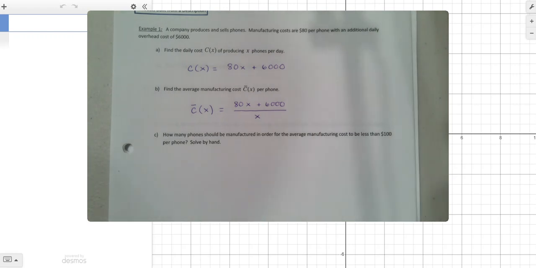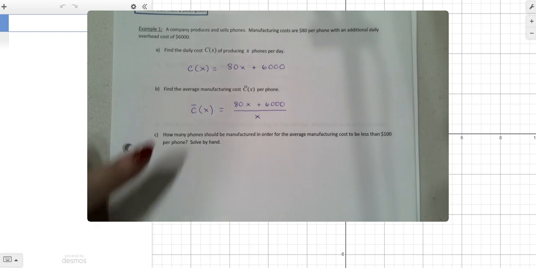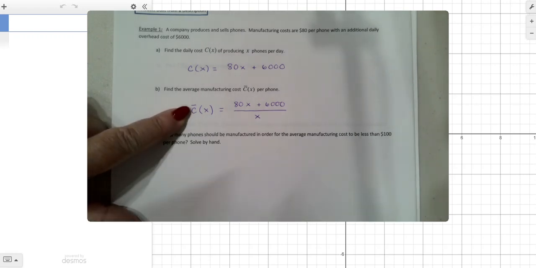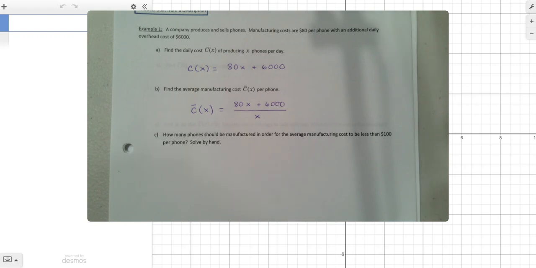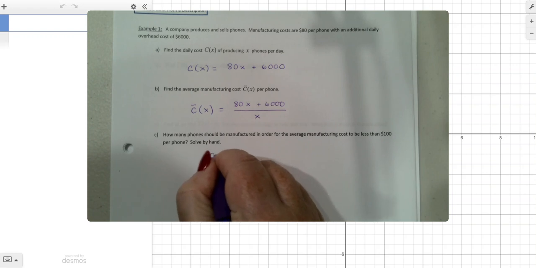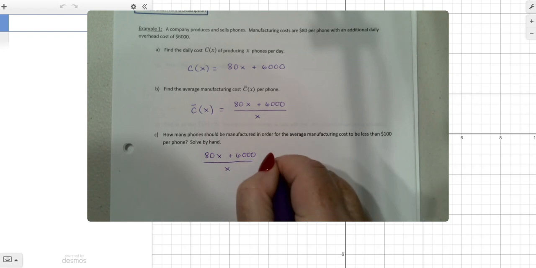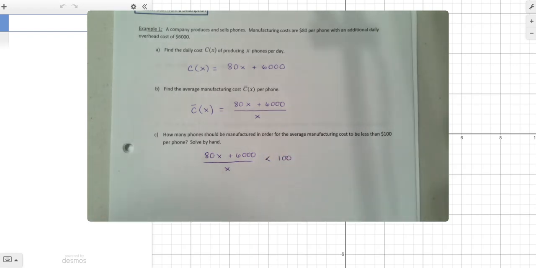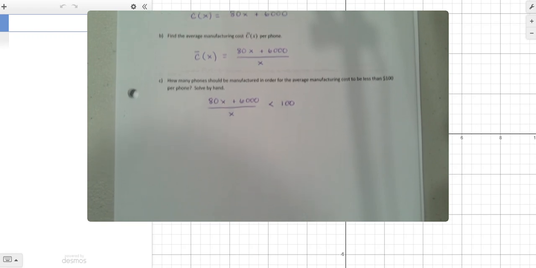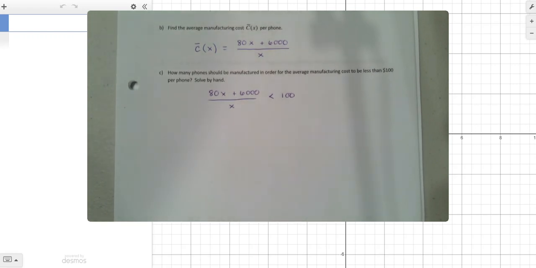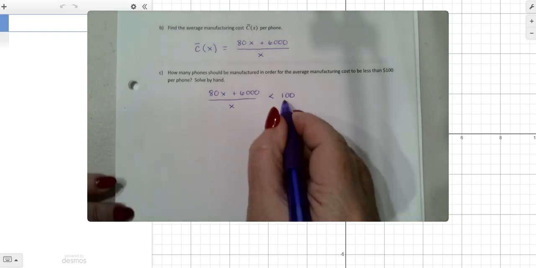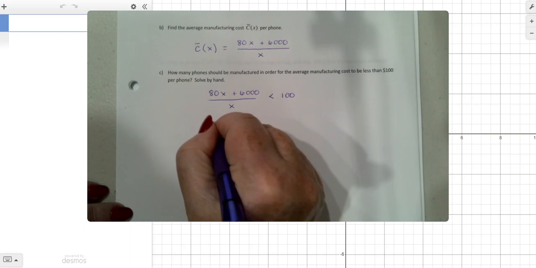All right, the question is, how many phones should be manufactured in order for the average manufacturing cost, the C bar, to be less than $100 per phone? And it asks us to solve this one by hand. So my average manufacturing cost is supposed to be less than 100. If we would like to solve that by hand, when we solved our inequalities a couple sections ago, we always wanted to have 0 on one side. So I'm going to start with that.